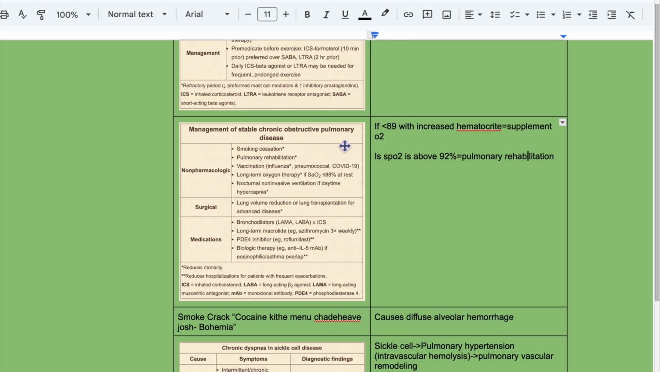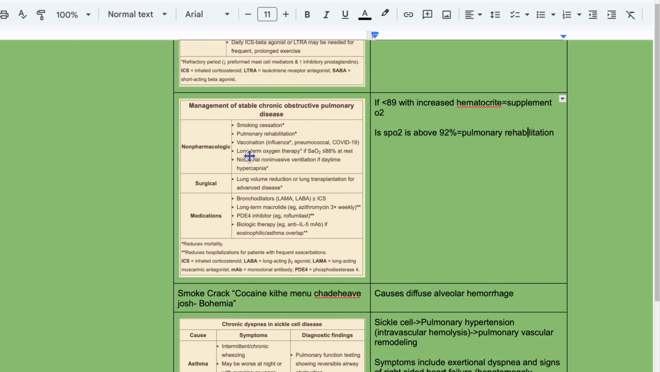Okay, so what are the non-pharmacologic management options you need to ask them to do? Smoking cessation, pulmonary rehabilitation, vaccination: influenza, pneumococcal, COVID-19, long-term oxygen therapy if saturated oxygen is less than 88% at rest, nocturnal non-invasive ventilation if daytime hypercapnia. The most important one out of all of this is which one? Smoking cessation. Okay, that's the most important one. It actually reduces mortality if they stop smoking. So that's the first thing you ask them to do.